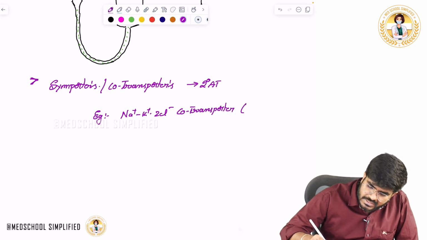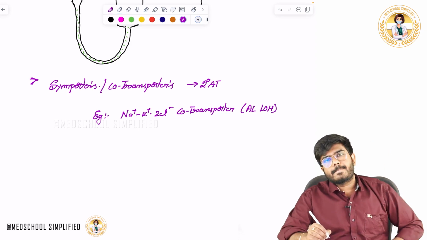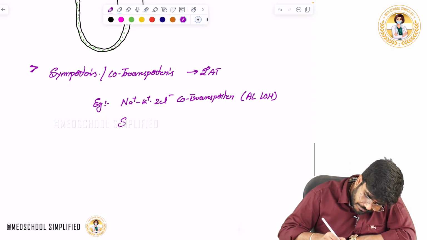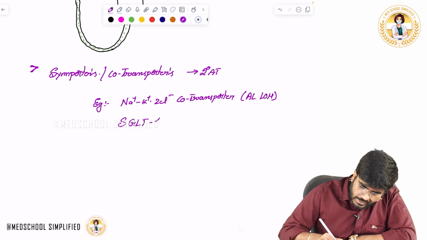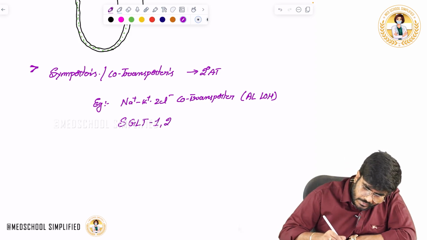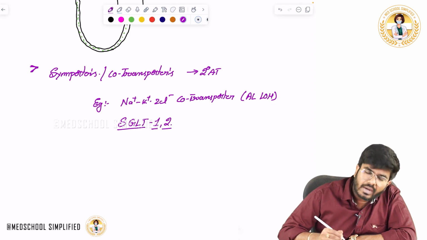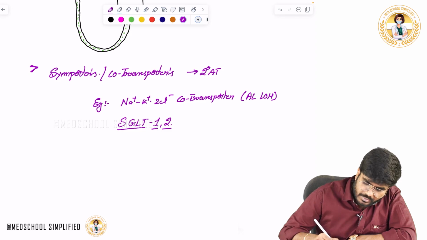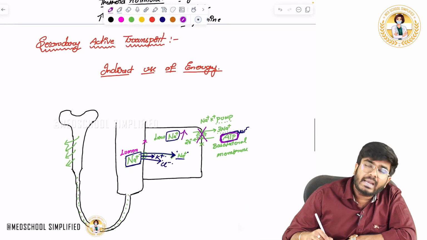Where is it present? It's present on the ascending limb of the loop of Henle. Okay. Now, for example, look, sodium glucose transporter type 1 and type 2. This is also an example of secondary active transport.